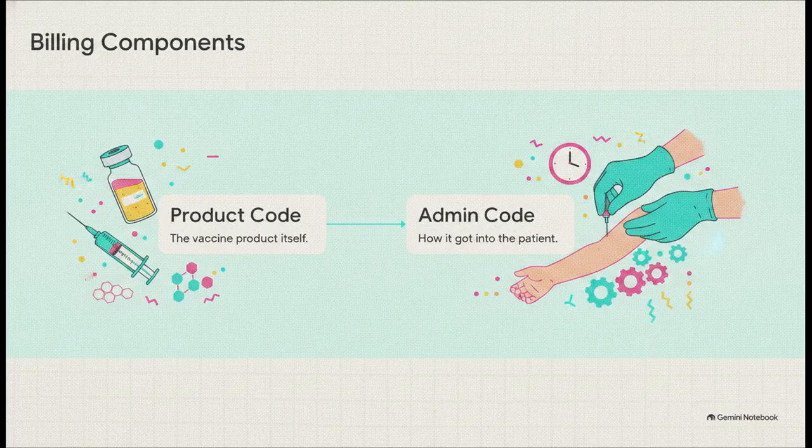Step 1 is the vaccine product code, which tells the payer exactly what was inside that syringe. And Step 2 is the administration code, which explains how that product actually got into the patient's body. Both need to be coded correctly and documented clearly. If you forget one, you are straight up leaving revenue on the table.